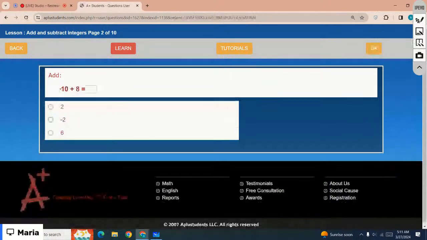Okay, negative 10 plus 8. So which is the correct option? You are adding a positive and a negative integer, right? So 10 has a greater magnitude. That means the answer is negative. So the correct option is negative 2, right? Negative 10 plus 8 is negative 2. Number 2 is the correct option.